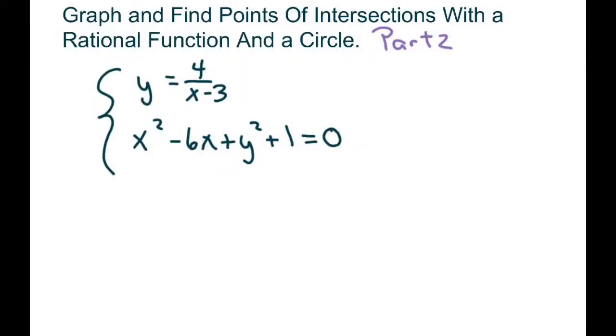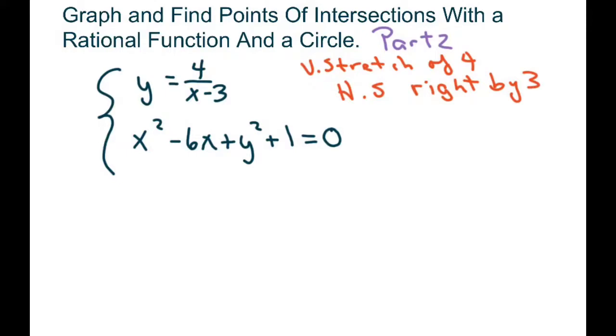Everyone, we're going to graph and find points of intersection, and this is with a rational function and a circle. Before we get started, let's just look at these. The first one's the rational, has a vertical stretch of 4, and also a horizontal shift to the right by 3. And you should know what the parent function is for this. This would be y equals 1 over x. So if you know what that looks like, this is fairly easy to graph.